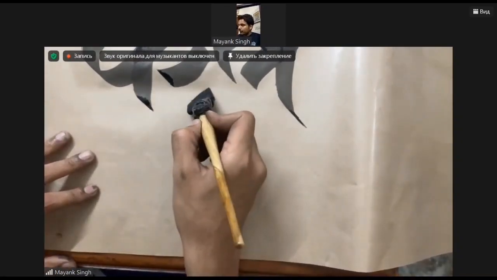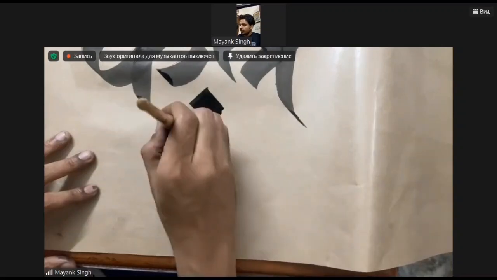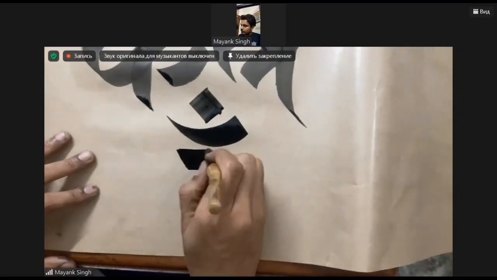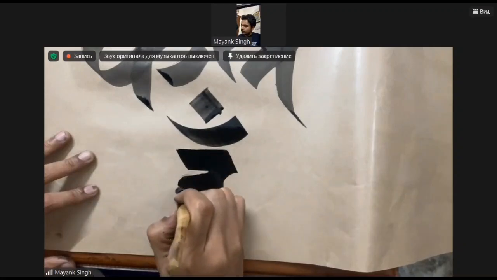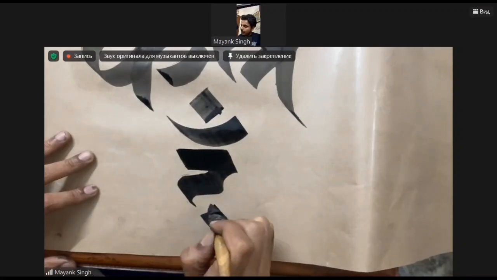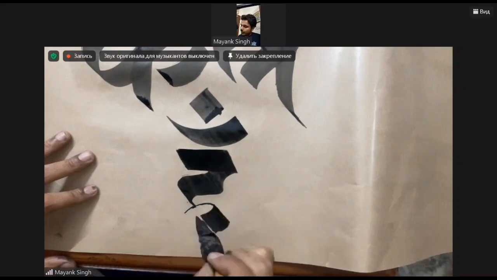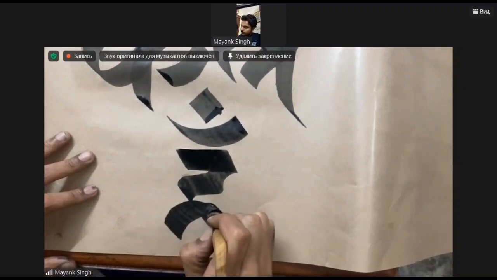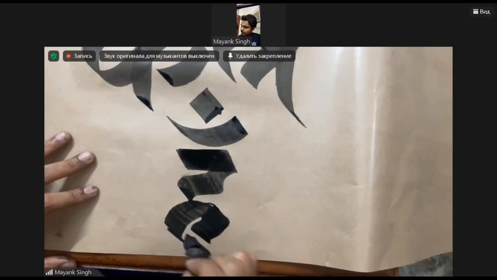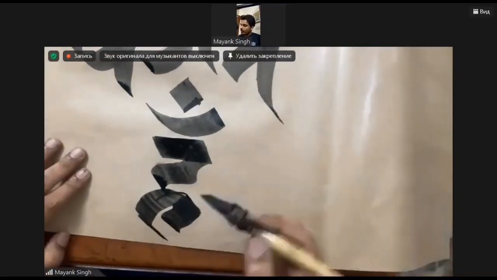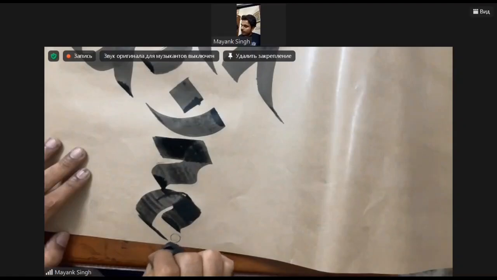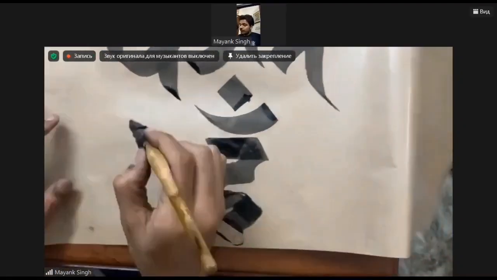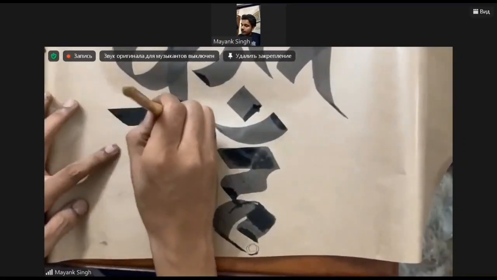So this one would be like this in Devanagari. I'm making it smaller to fit. And there will be a matra as well. Sorry, it couldn't fit properly. I'll try to make it again.